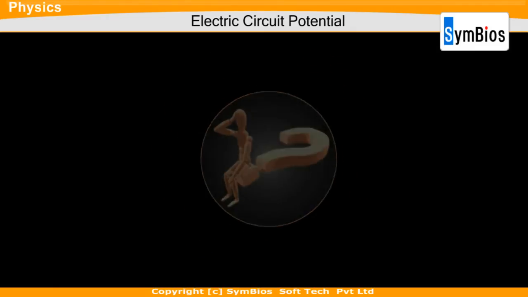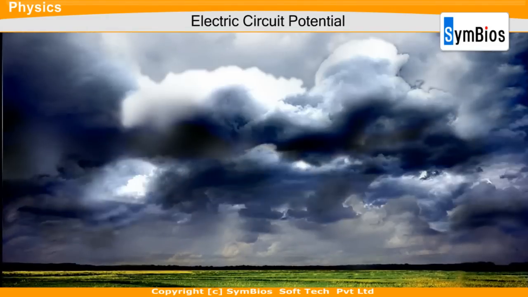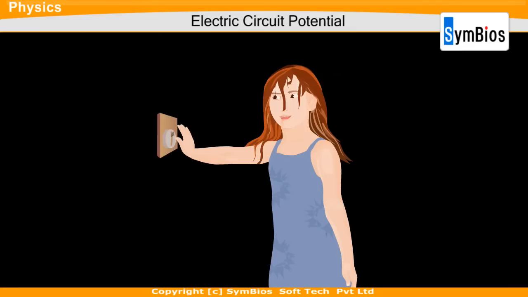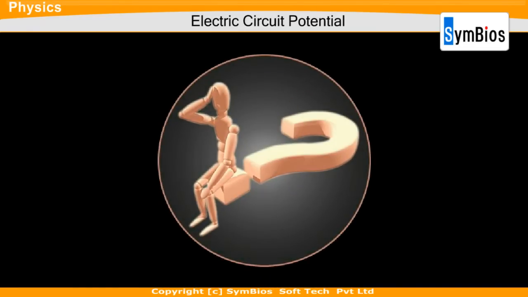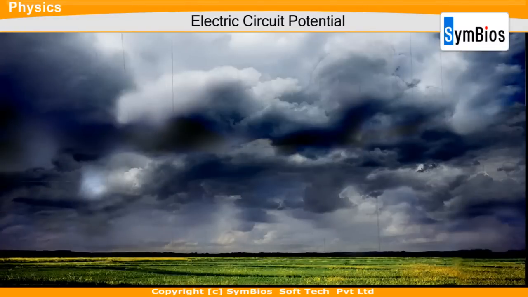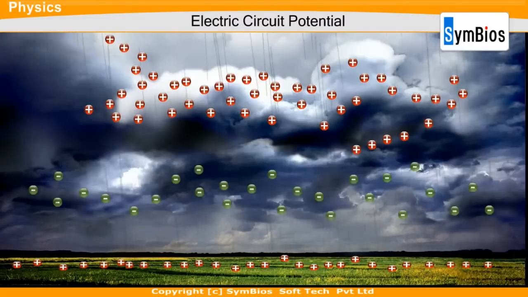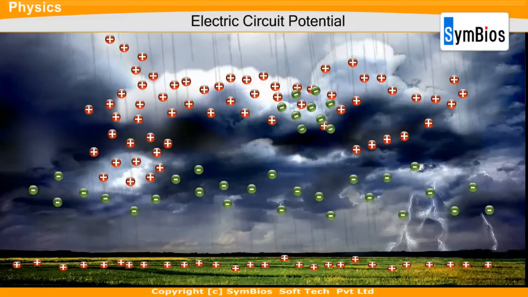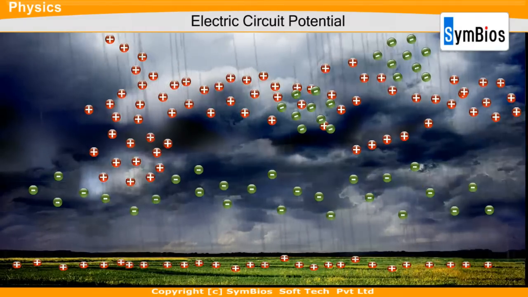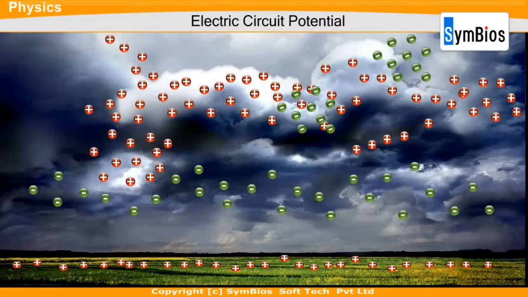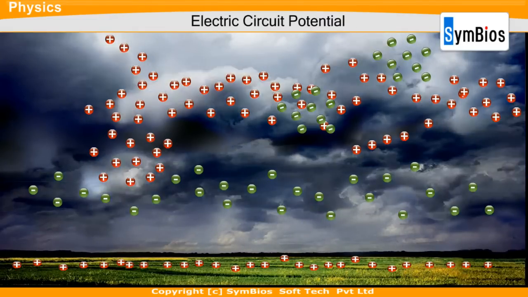Have you ever wondered how lightning happens? Why do you get an electric shock when you touch a leaking switch? Let us now learn about all these in detail. Lightning is the result of the separation of charges within the cloud. Lightning occurs when the attraction between the negative charges at the bottom of the cloud and the positive charges on the ground is strong enough. The lightning we see is actually the return stroke when the positive charges move up to the cloud.